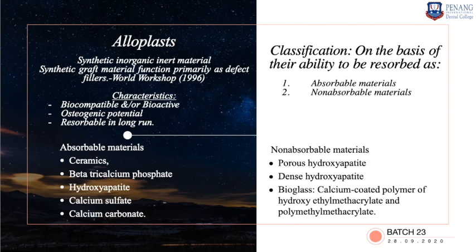Based on their resorbable capability, they are basically classified into resorbable and non-resorbable materials. Some examples of resorbable materials are bioceramics, beta tricalcium phosphate, hydroxyapatite, calcium sulfate, calcium carbonate. Some examples of non-resorbable materials are porous hydroxyapatite, dense hydroxyapatite, and bioglass. So we'll see what these materials are.